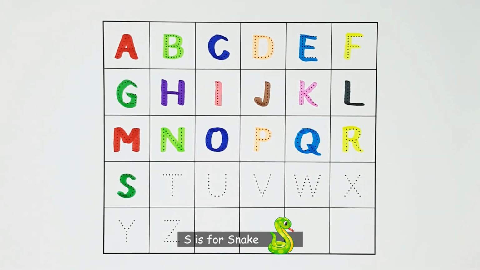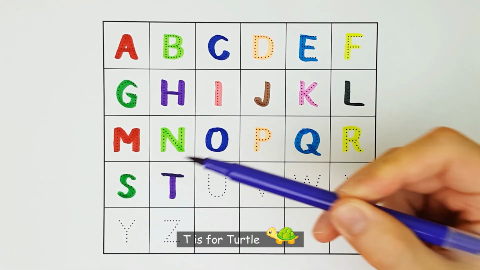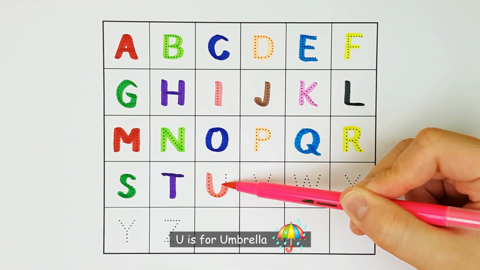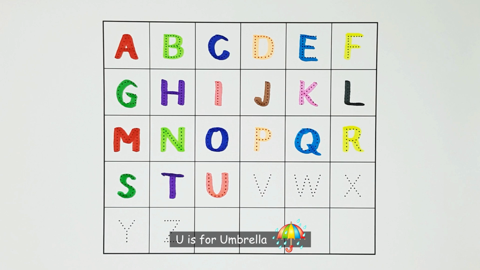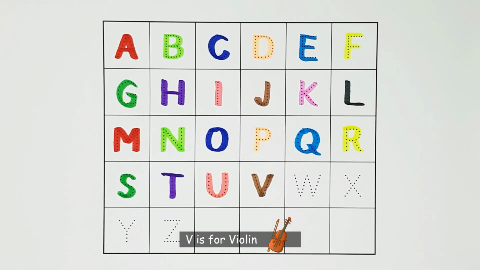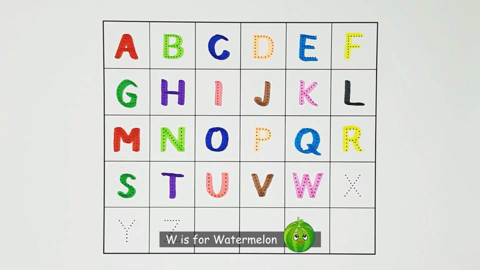S is for snake. T is for turtle. U is for umbrella. V is for violin. W is for watermelon.